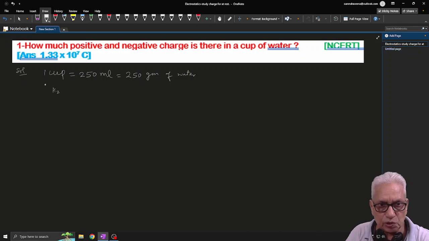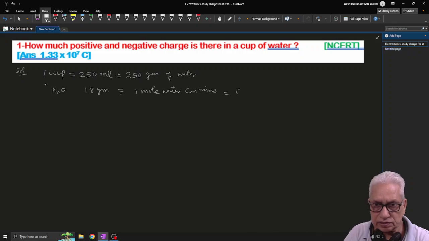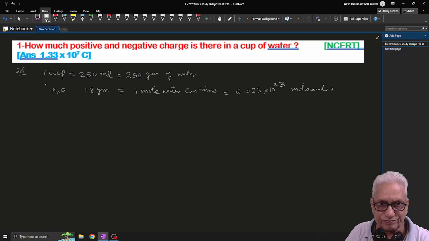In H2O, 18 gram of water is equivalent to 1 mole of water, containing the Avogadro number, 6.023 into 10 to the power 23 molecules. It means in 1 mole of water, that is 18 gram, now we have to find out for 250 ml.